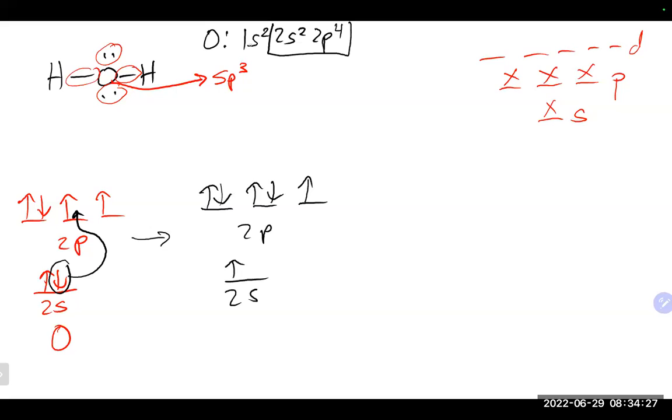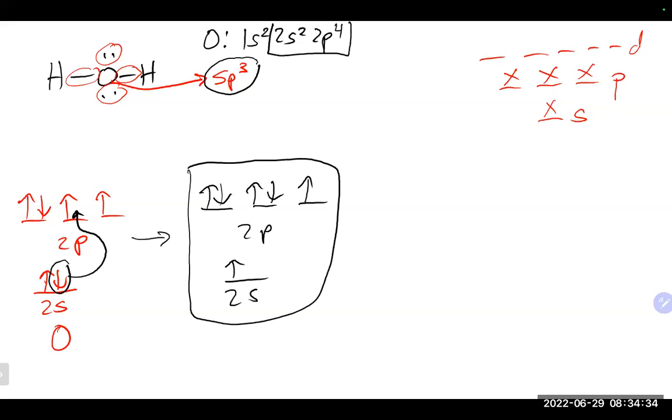That is going to result in us ending up with something like this. And now that we are going to hybridize the s and all 3 of those p orbitals, this once again will give us the 4 equivalent sp3 hybrid orbitals that are going to happen here. And in this case, we will now have a situation that looks something like this, if we just look at our hybrid orbitals, and again, this is for oxygen.